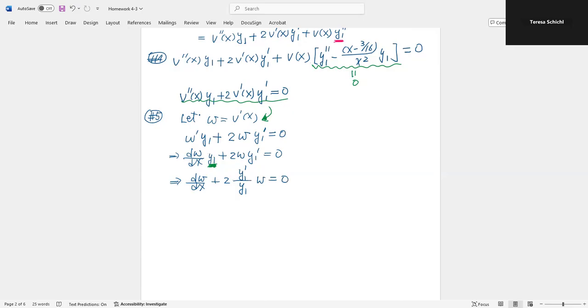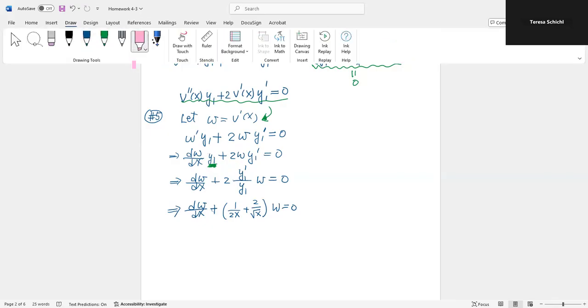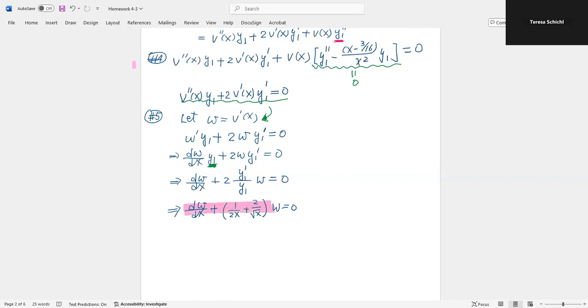Okay, that's right. Now I'm going to change this one. I want to change everything back to x. So dw/dx, I want to replace the y1 prime over y1. So this will be plus 1 over 2x plus 2 over square root of x, times w equal to 0. Let me highlight this one because we are going to use this later.